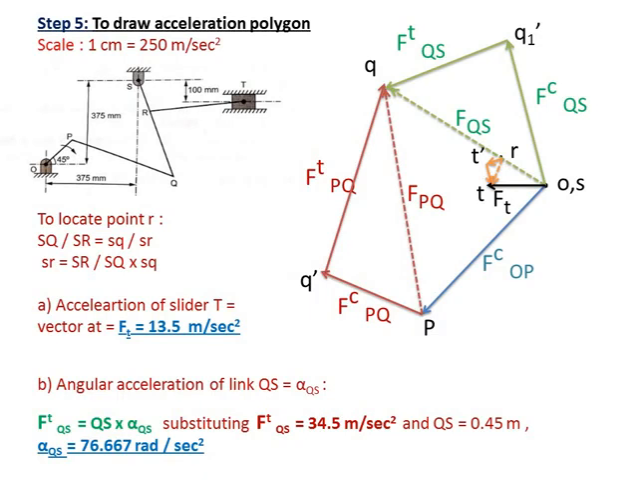So in this way you can calculate the acceleration of the slider and the angular acceleration of a link by locating the various acceleration components on the acceleration polygon. The thing to remember is to measure the distances of the vectors. Don't forget to multiply these by the scale to get the actual values of the acceleration vectors.